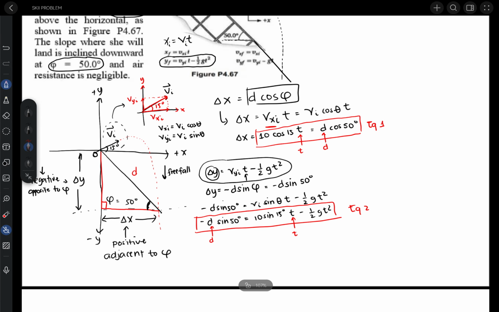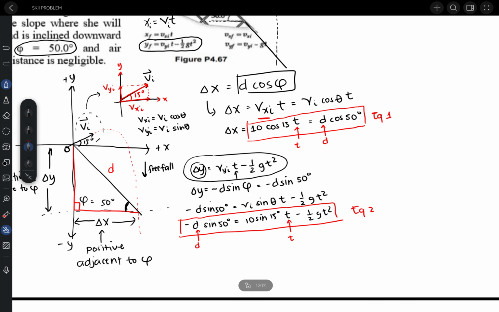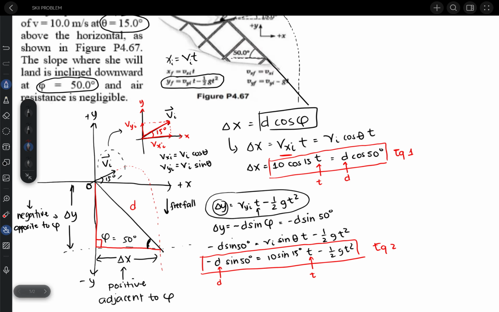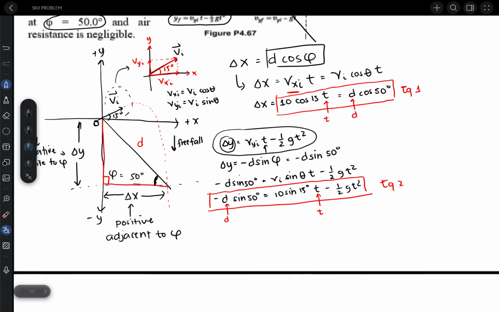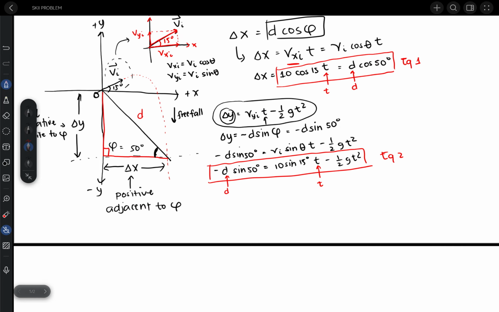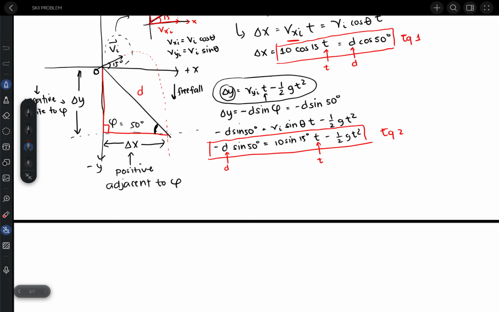So you may choose to solve for the d first or the t first. That depends on you. But for this problem, for the sake of simplicity, I'm going to use equation 1 to solve for the letter t, and then substitute that to our equation 2 here to solve for the value of d. And then afterwards we can find what t is once we found the value for d. So let's try that approach. Let me just rewrite equations 1 and 2.